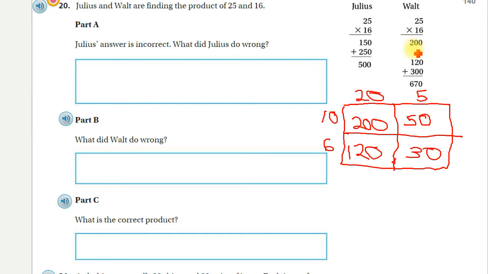So let's see Walt. Walt got 200, I got 200. Okay, that checks out. Walt got 50, I got 50. That checks out. Walt got 120, I got 120. That checks out. Walt got 300, I got 30. So what did Walt do wrong? Well, he multiplied his 5 times his 6 incorrectly. Because he got 300 for that part when he should have gotten 30.